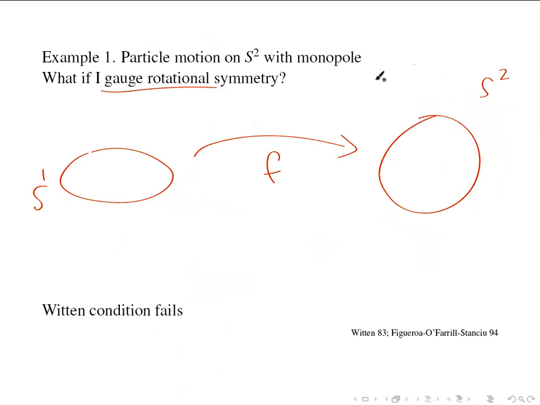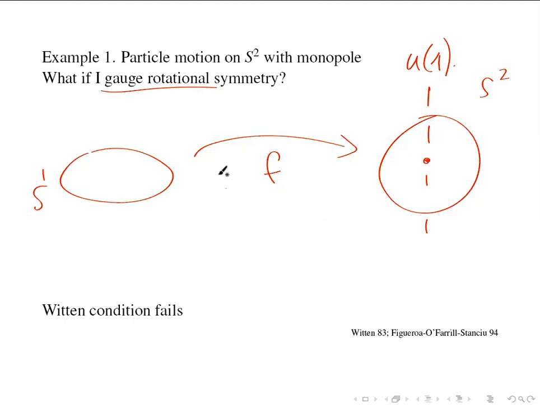And what I'll do, instead of gauging this entire rotation symmetry, to make the discussion as simple as possible, I'll just pick a U1 subgroup, which corresponds to rotation about some axis. And I'll try to gauge that. And my claim is going to be that something's going to go wrong, and we need to see what goes wrong. So here we go.